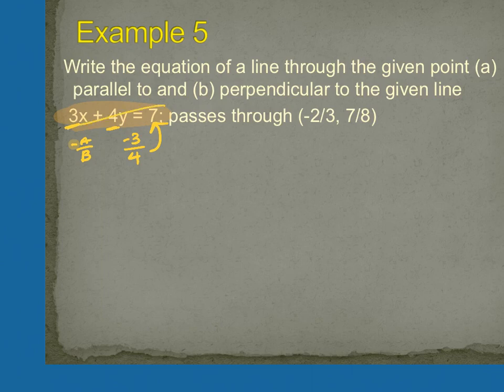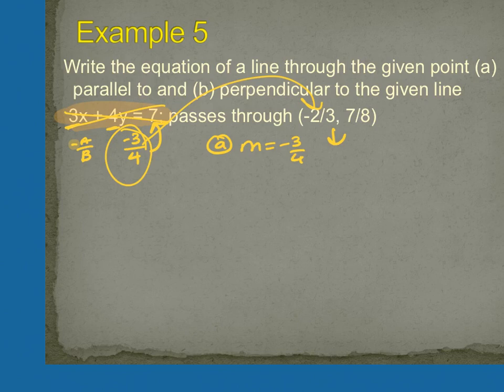Now I am done with this line. No matter how many times I say it, don't use the 7. Don't use anything else from that line. That's all you need is the slope. You with me so far? Okay. Now I'm dealing with this slope and these points, and it's two questions. The first one is find that equation if it's parallel to the first line. So if it's parallel to the first line, what's my slope of the new line? -3/4. I don't change it.